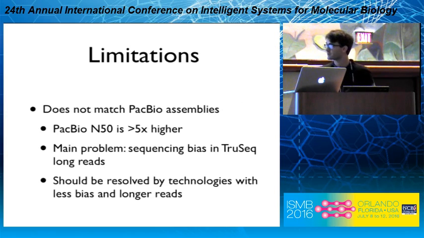But perhaps one of the biggest limitations is that currently, at least on these data sets, we're not matching the accuracy of better assemblies that can be obtained with PacBio. And again, if you look into the data, the main problem is sequencing bias in this data set. So the TruSeq synthetic long reads don't cover the genome sufficiently uniformly for us to be able to use them in every area of the genome. But this is something that we're really interested in fixing and improving.